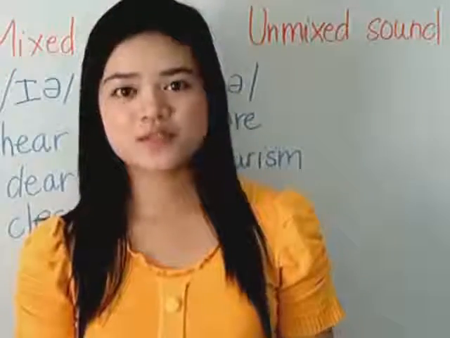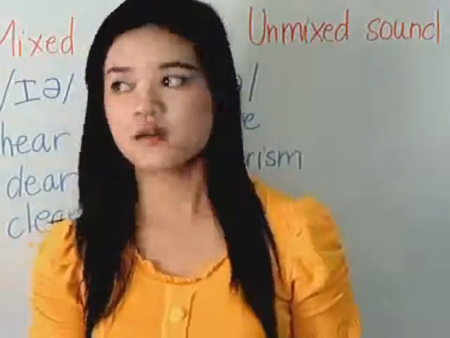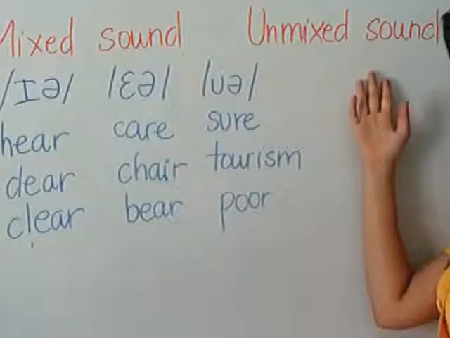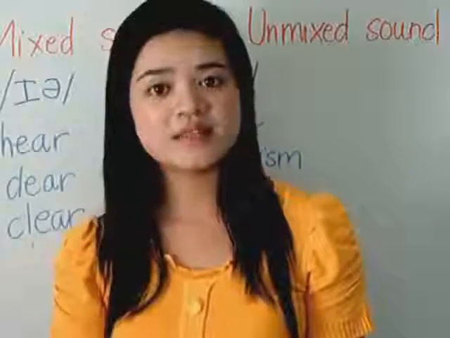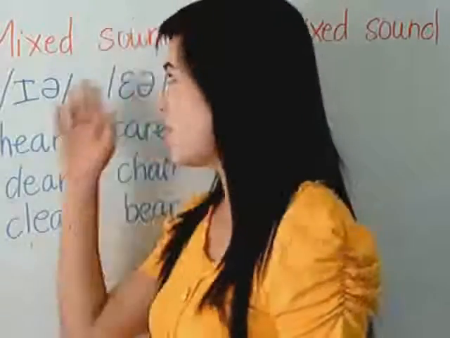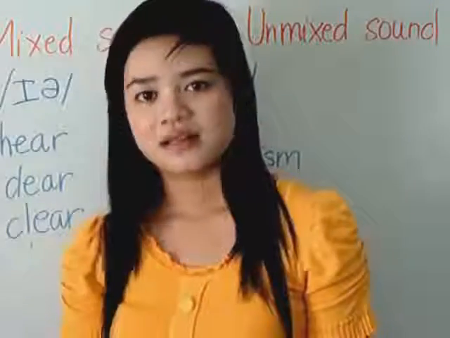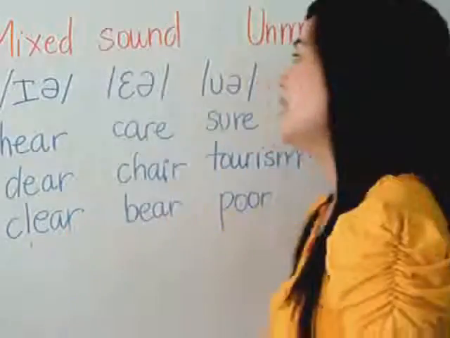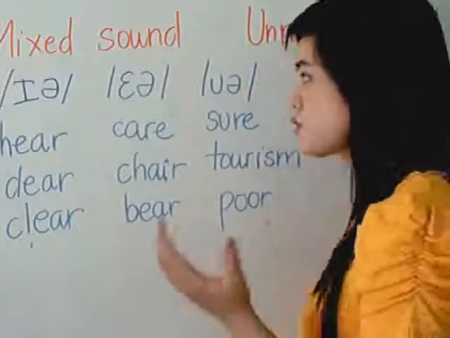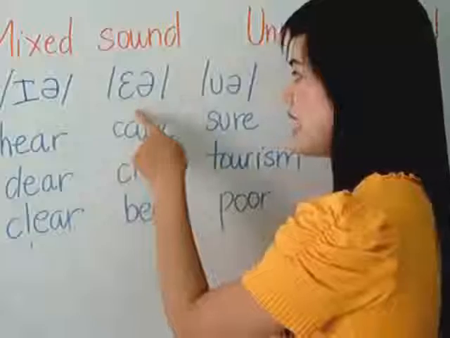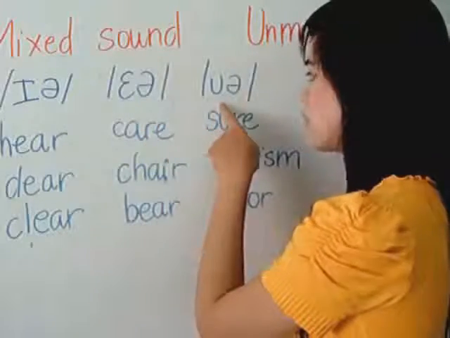Well, there are 2 main groups of vowel. They are mixed sound and unmixed sound. Let me explain these definitions. It is called mixed sound because it consists of 2 syllables which can mix together. Let me tell you in detail. In mixed sound, we have 3 main groups. They are ear, air, and or.